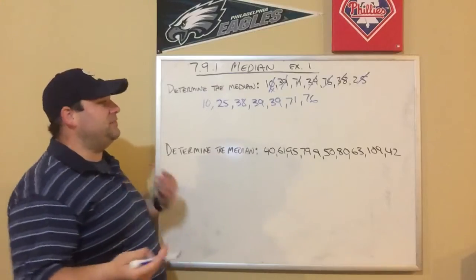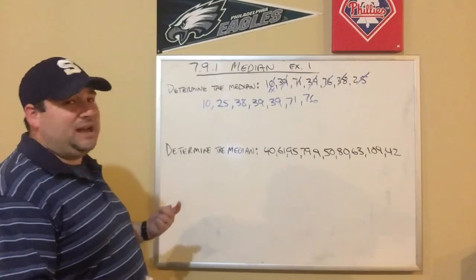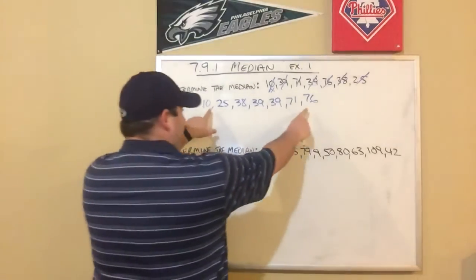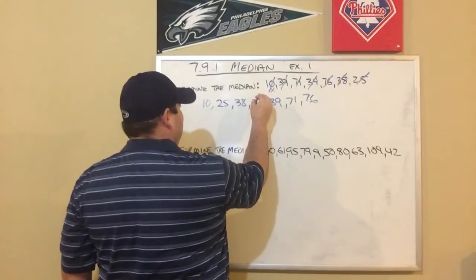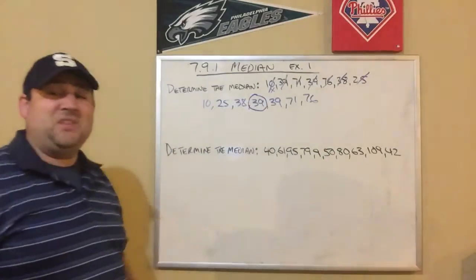So now what you do is you find the middle number. You could work your way from the outside to the middle. So I could go, all right, boom, boom, boom. Oh, look, that's the middle. 39 is my median. That's one way to do it.